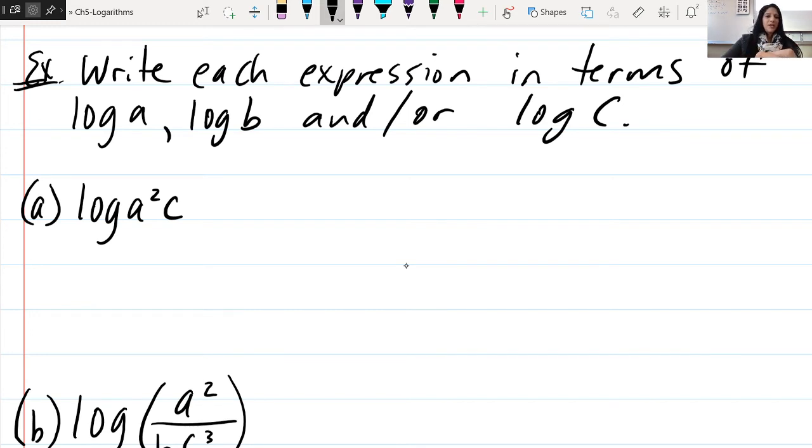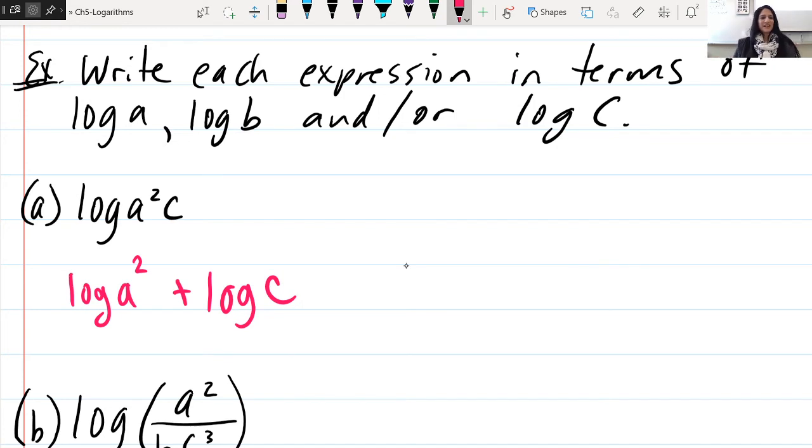Okay, if we start to look at this first one, let's take the step-by-step approach again. First thing I want to do is separate the a to the z and the c. So I want to rewrite this as separate logarithms. How would I separate these two? Log a squared, plus log c. It could be z. It doesn't matter.